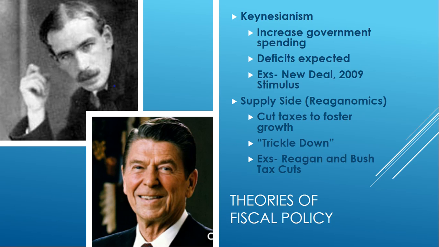Instead of spending out of a recession or having government spend to jumpstart the economy and foster growth, supply side economists believe that the role of government is to focus on cutting taxes to foster growth by putting more money into the hands of people who in turn will then spend the money.